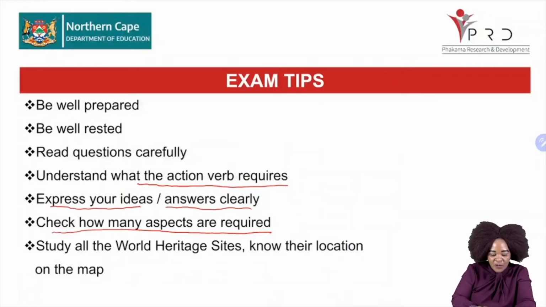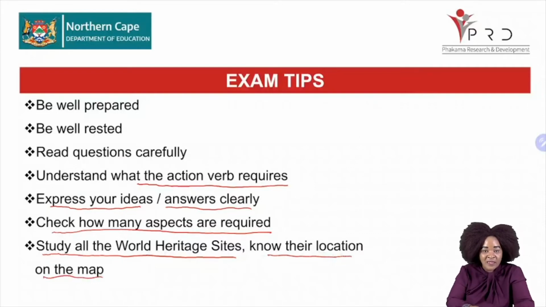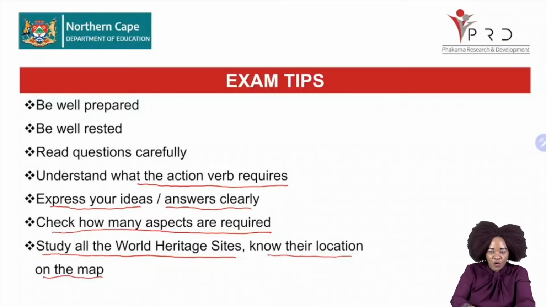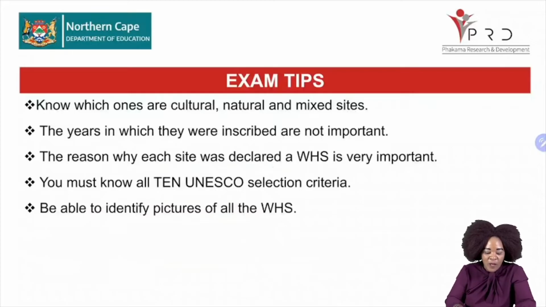The other thing, grade 12 learners, you must study all the World Heritage Sites. You must know their location on the map. I've already mentioned that it is important that when you go to this exam, you are well prepared for question 5, because in question 5, you are only going to be asked about the World Heritage Sites. Can you imagine, grade 12 learners, when you go to the exam, maybe you didn't study the topic on culture and heritage? It means you are going to struggle to answer question 5. So I know you are going to study well.